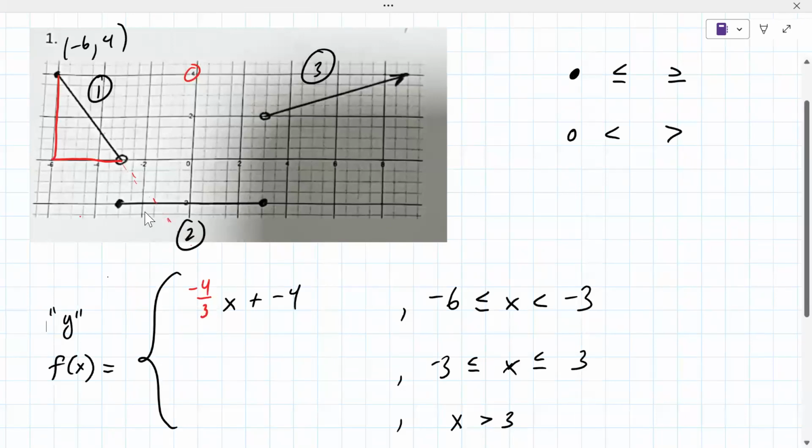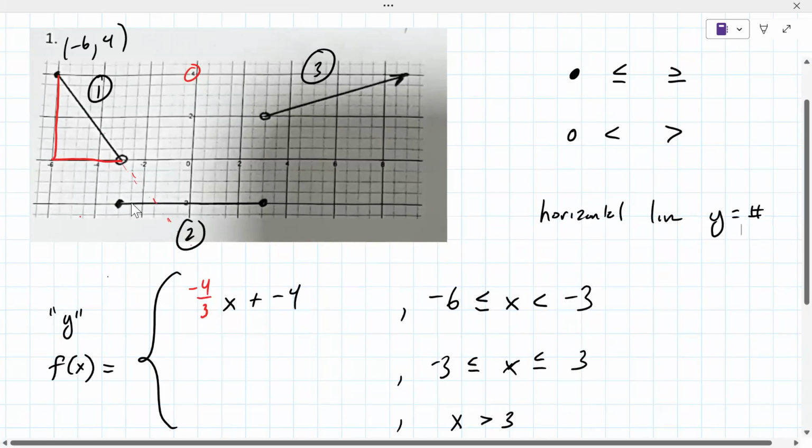All right, now this piece two is a horizontal line. Do you remember how to write the equation of a horizontal line? That is always y equals a number. It's whatever the y value is. What's the y value down here?